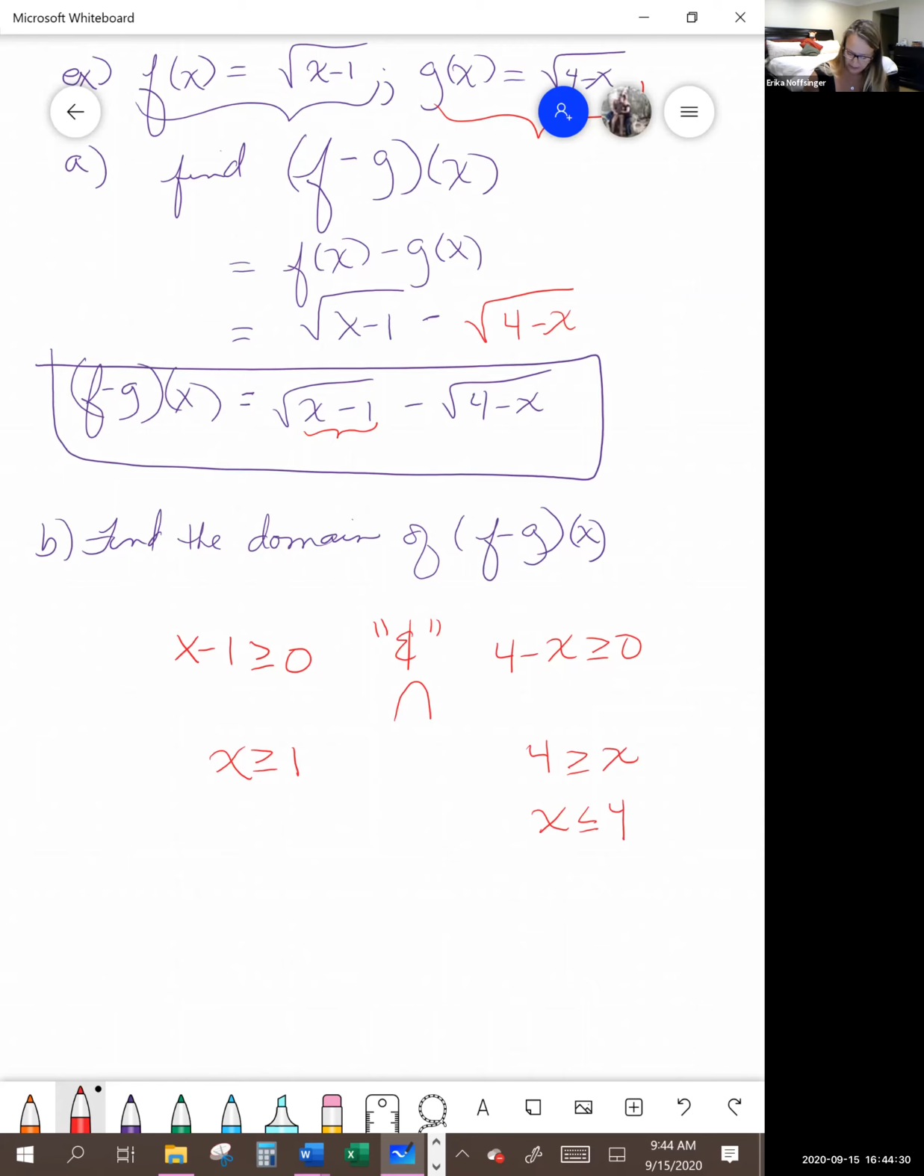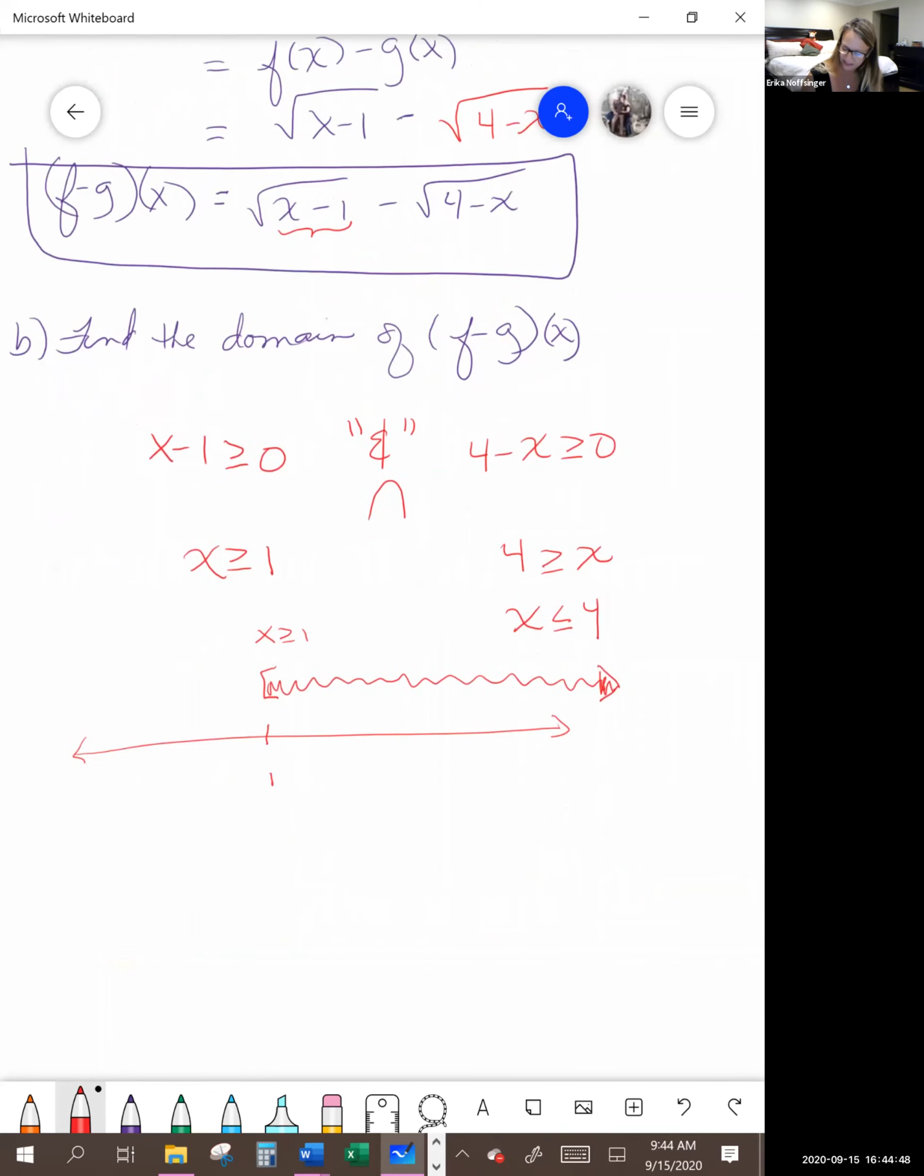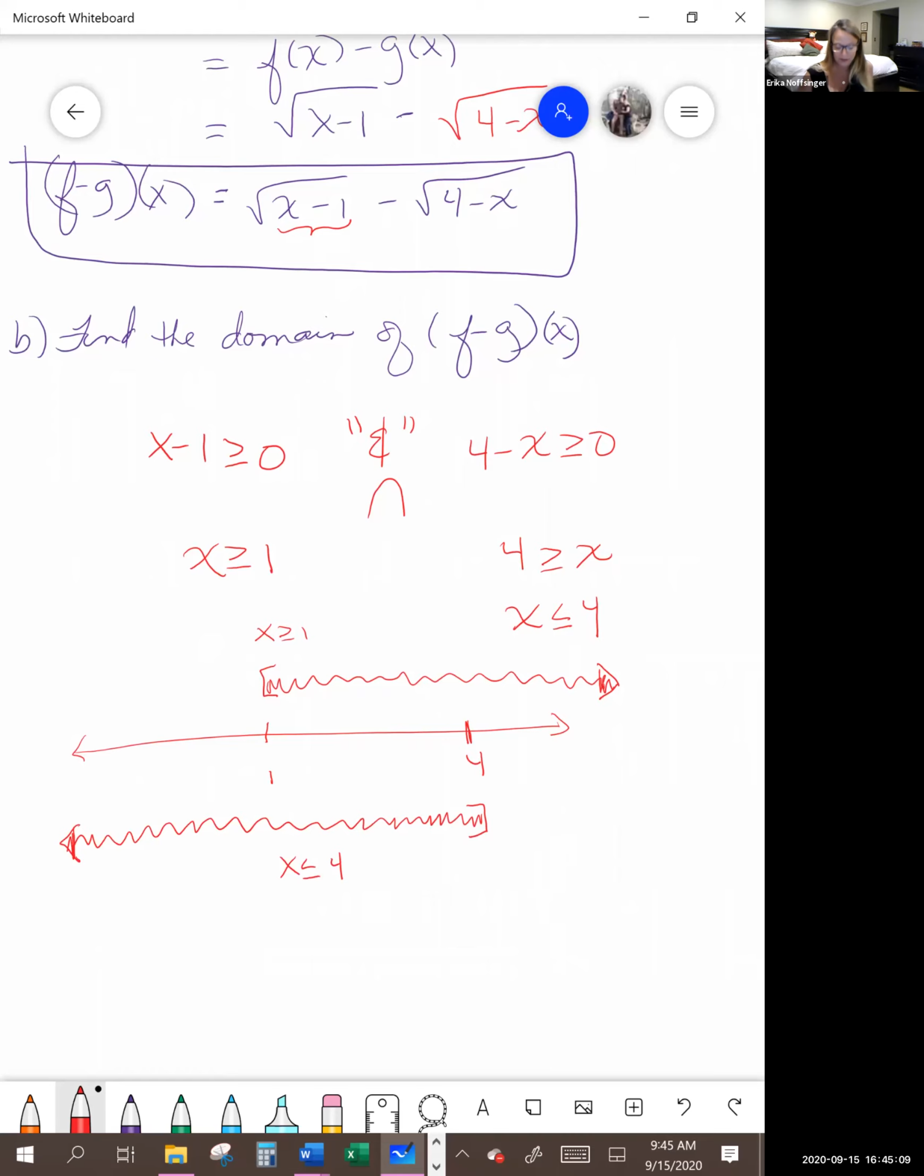So the domain has to be what they share in common. For this piece, x is greater than or equal to 1. I'm going to shade it above. That would be everything to the right of 1. And for the second inequality, x is less than or equal to 4. If I find 4 here, it's telling me I would include 4 and shade everything to the left. Where the shading overlaps is everything in between and including 1 and 4.